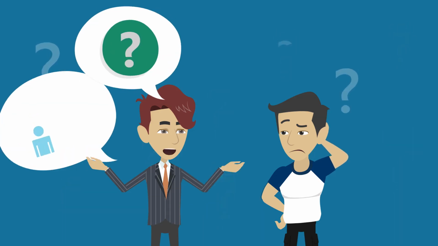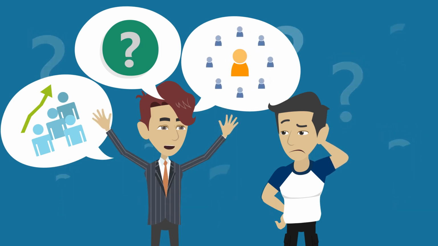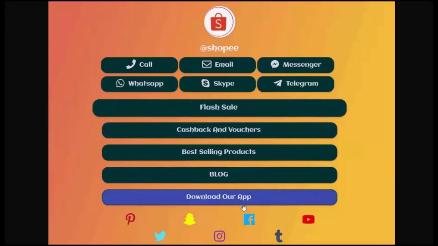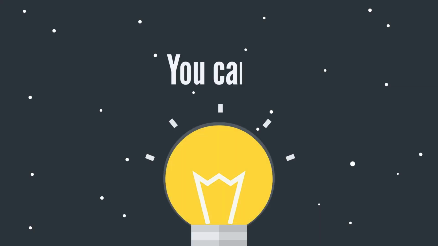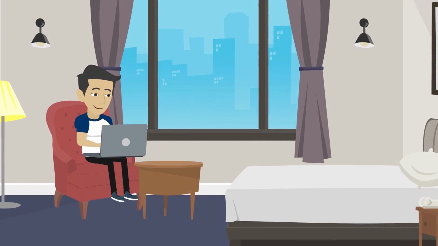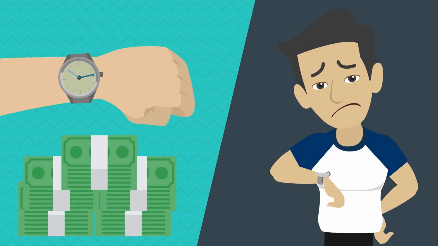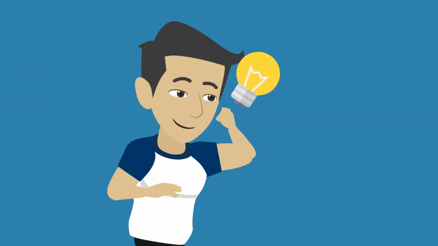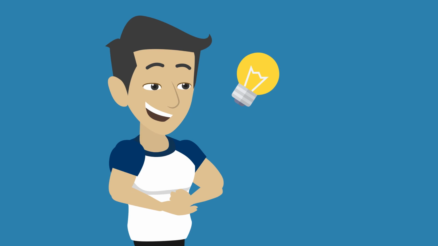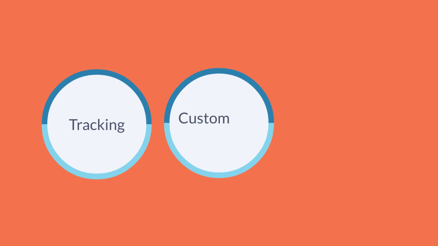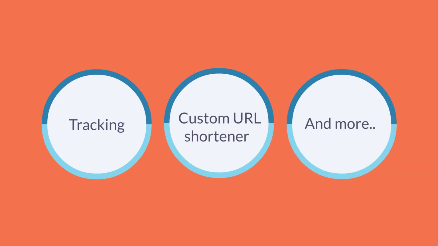But what if you didn't have to decide where to send all that free traffic? What if you could send all the traffic from your bio link to a mobile optimized landing page with multiple options for that traffic to click on? Well, you can. But until now, you'd have to manually create your own bio traffic hub, which can be expensive and time-consuming. But the good news is we've developed a simple point-and-click way to harness all of your free bio link traffic that includes tracking, a custom URL shortener, and more.